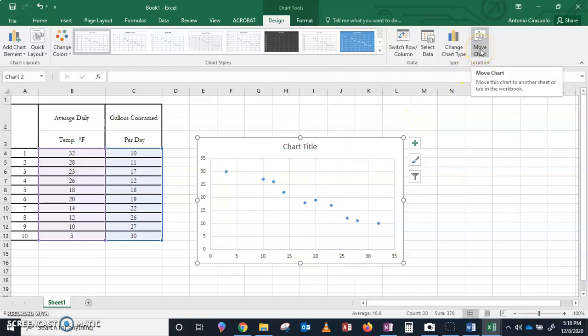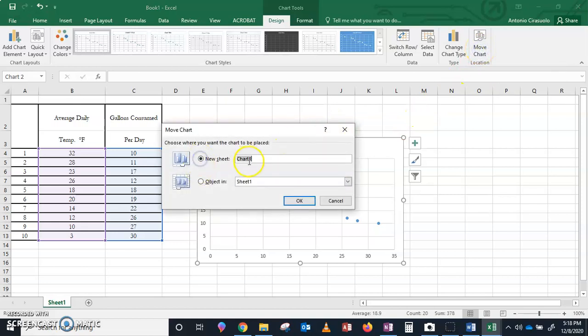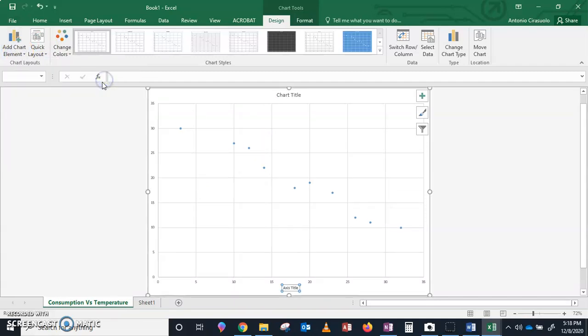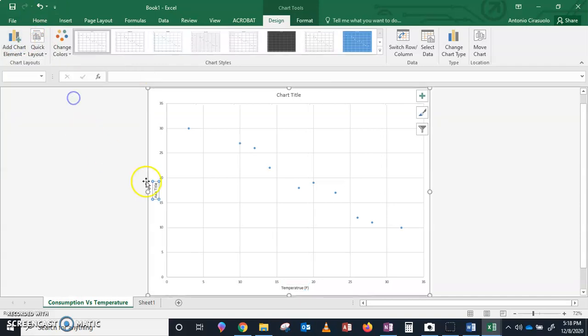And what I'm going to do is move this chart to create its own sheet. And this is consumption versus temperature. Okay, hit OK. Okay, so it creates that. And we should put some elements on the chart like the titles. So across the x-axis, that was the temperature, and that was in Fahrenheit. Okay, and consumption.